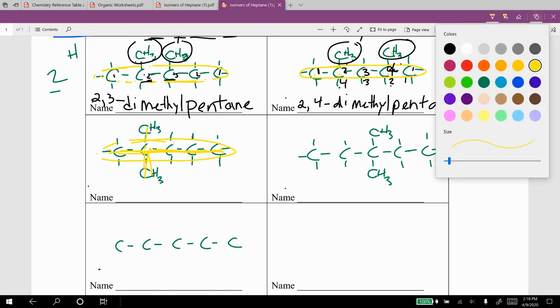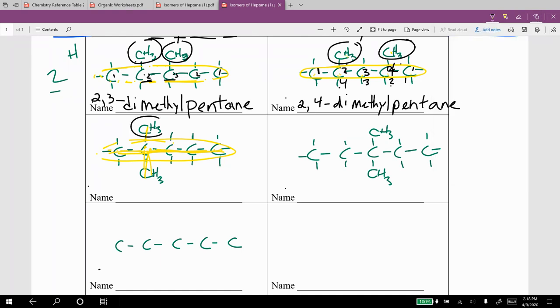All right, now let's give it a name. Circle my branches. There's my branches. Organic chemistry is best when you do it with different colors, I think. So have different colored pens and pencils. I think it makes it easier. I'm visual, so that helps me a lot. So my longest chain is 1, 2, 3, 4, 5. So pent, Table P tells me that. Table Q tells me that anything connected by single bonds has an E ending.